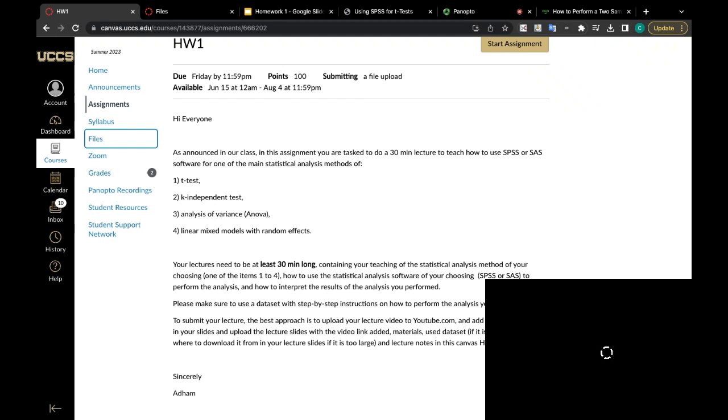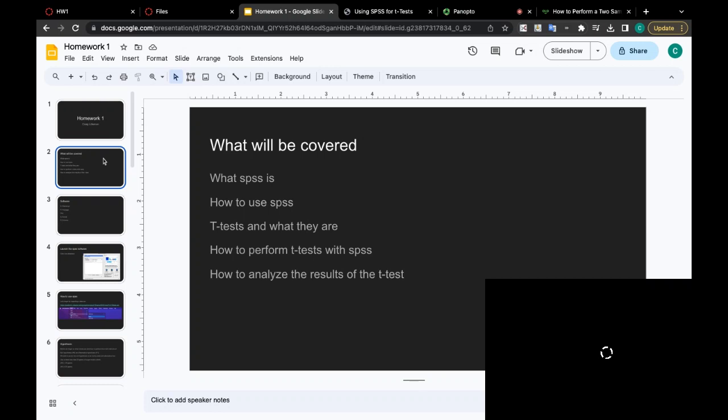We're going to cover how to use it, how to perform it, and how to interpret it. So, what will be covered? What is SPSS? How to use SPSS, t-tests and what they are, how to perform t-tests with SPSS, and how to analyze the results of t-tests.